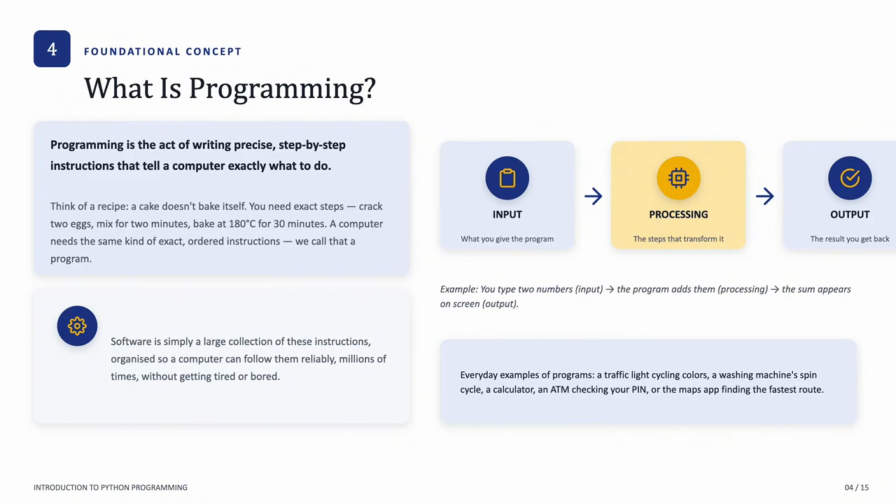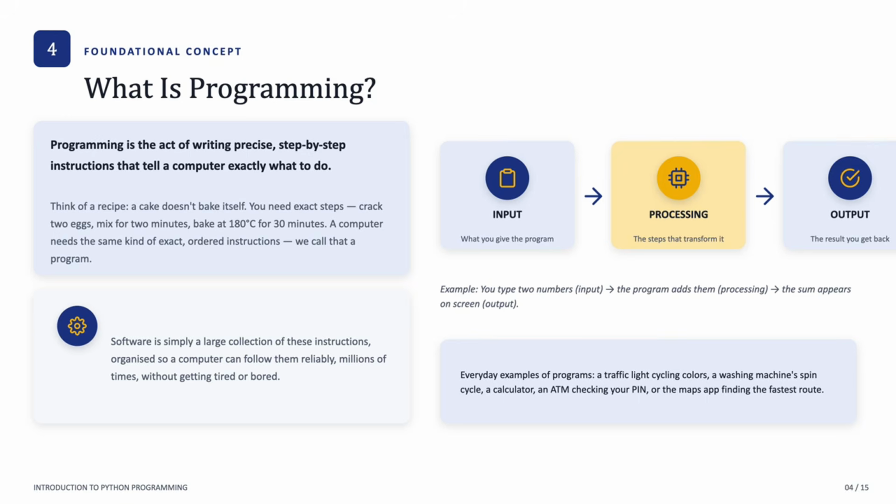Let's imagine a simple example. Suppose you want a robot to make a sandwich. You cannot simply say, "Make me a sandwich," because the robot doesn't know what a sandwich is. Instead, you'll have to explain every single step. Step 1. Take 2 slices of bread. Step 2. Open the butter. Step 3. Spread butter on 1 slice. Step 4. Add vegetables. Step 5. Place another slice on top. Step 6. Cut it into 2 pieces. Only then can the robot complete the task. Programming is exactly this process.